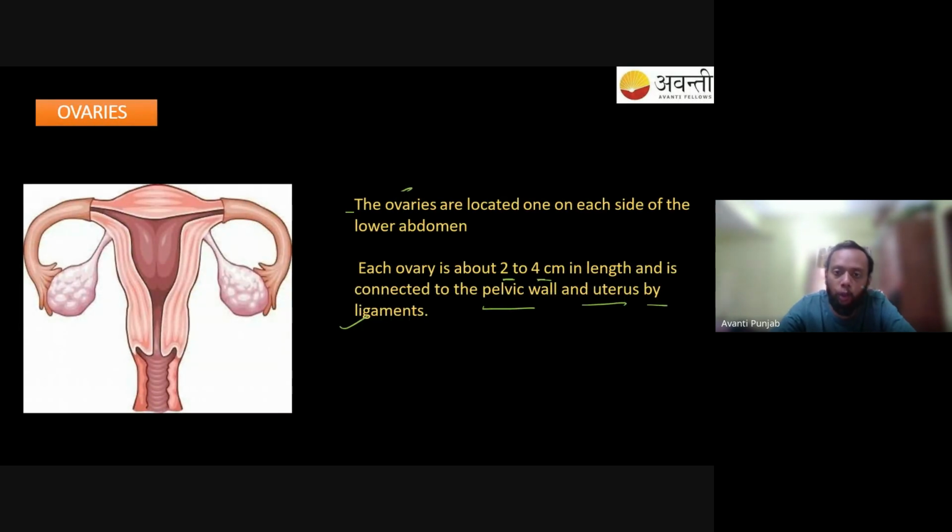Ovaries are located on each side of the lower abdomen. Each ovary is about 2 to 4 centimeters in length and is connected to the pelvic wall and uterus by a ligament. This is the size of the ovary, 2 to 4 centimeters.